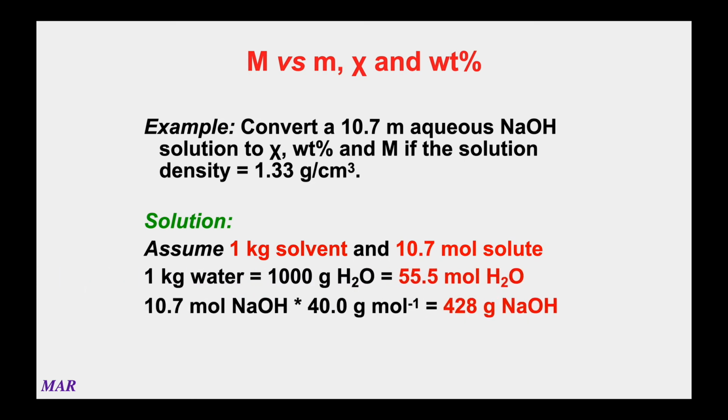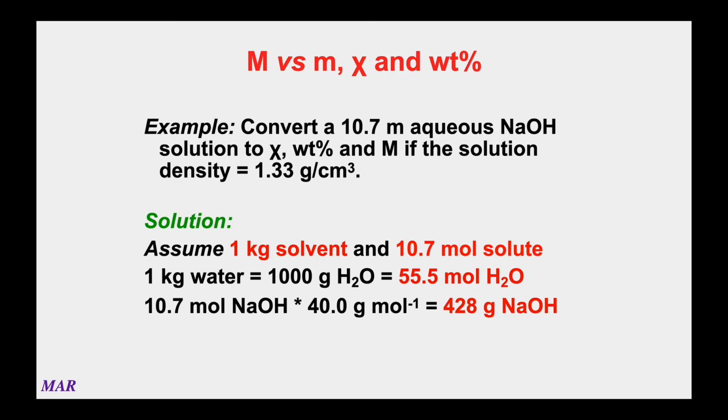So let's figure that out. A kilogram of water is 1,000 grams. And if you take that 1,000 grams and divide by 18.02 grams per mole, you get 55.5 moles of water. So there we've got mass of water and moles of water. We have 10.7 moles of solute, NaOH. We can turn that into grams using the molar mass. So if you add up an Na, an O, and an H from the periodic table, it's about 40.0 grams per mole. That means 428 grams of solute, NaOH.